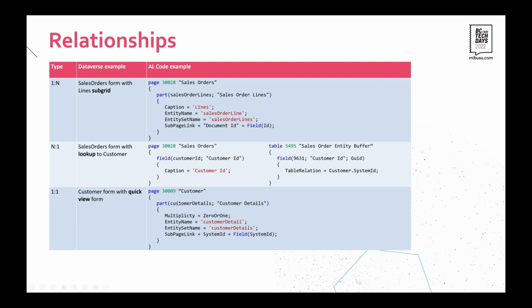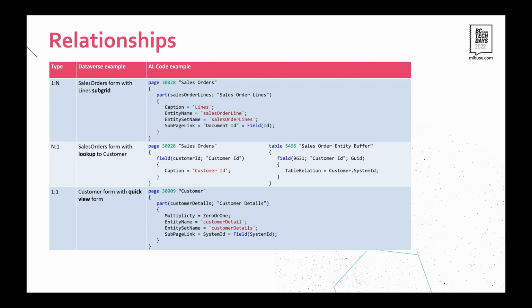This is similar like one-to-many. You also add a part, but you have a possibility to add this new attribute called multiplicity, and you can set it to 0 or 1. And an example of this would be a relationship from a customer to customer detail, and you could visualize it in your Power App, for example, using a quick view.